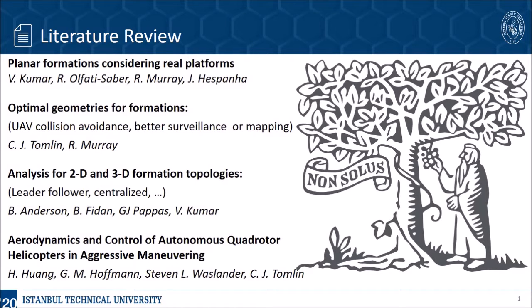The main literature used in this research is listed as follows: planar formations considering real platforms by Kumar et al.; optimal geometries for formations elaborating UAV collision avoidance, better surveillance and mapping by Tomlin et al.; analysis of 2D and 3D formation topologies elaborating various formation topologies such as leader, follower, centralized, etc. by Anderson et al.; aerodynamics and control of autonomous quadrotor helicopters in aggressive maneuvering, elaborating quadrotor control structure for aggressive maneuvers by Huang et al.